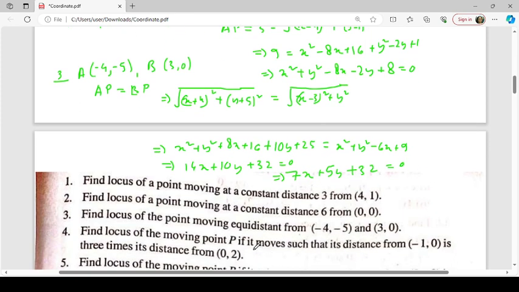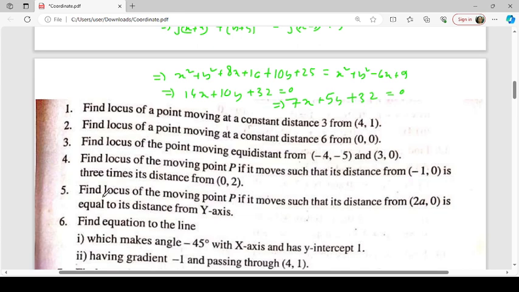Then the locus of a moving point, it moves such that the distance from this is 3 times the distance from this. So what we do, A is this, B is this, so AP is 3 times, so AP is equal to 3 into BP. So in place of writing AP equal to BP, we write AP equal to 3 BP. So this is the way to do this.